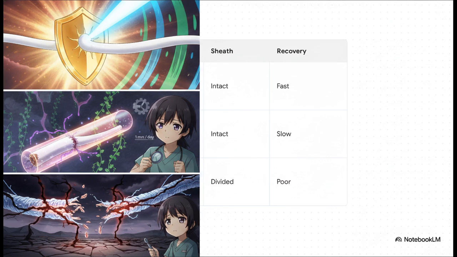Contrast this with axonotmesis. That features actual axonal discontinuity and downstream Wallerian degeneration, but it still maintains those intact connective sheaths, meaning it regenerates slowly at about 1 millimeter per day. Neurotmesis is the complete structural division of both the axons and all surrounding layers, carrying a very poor prognosis.